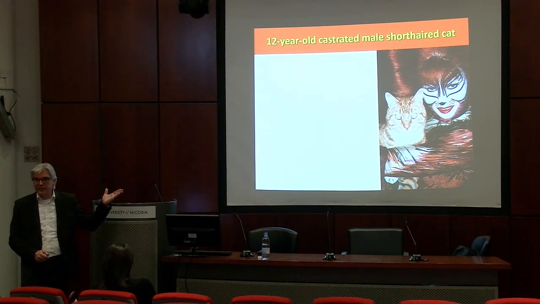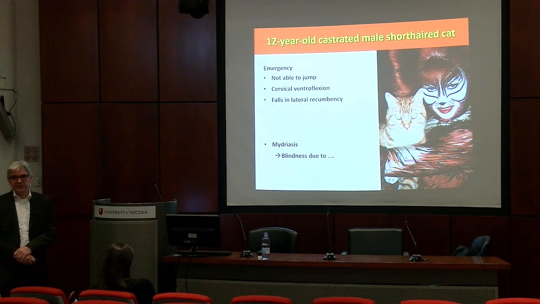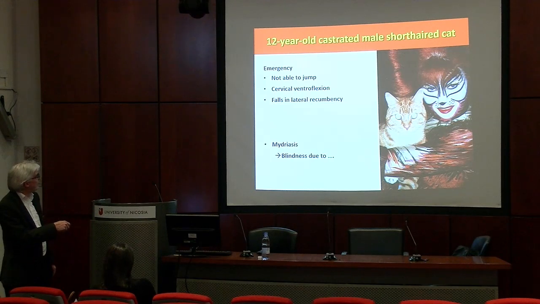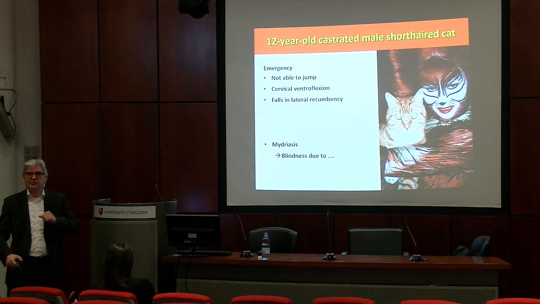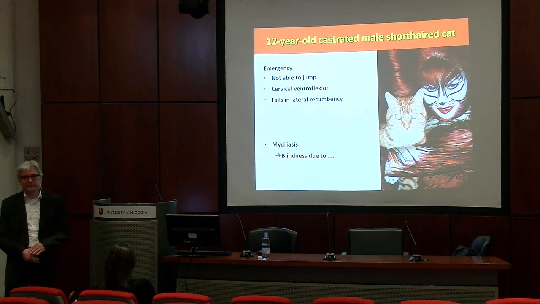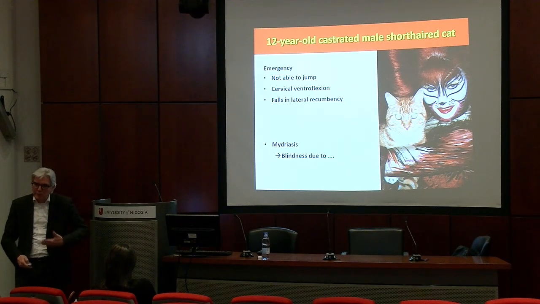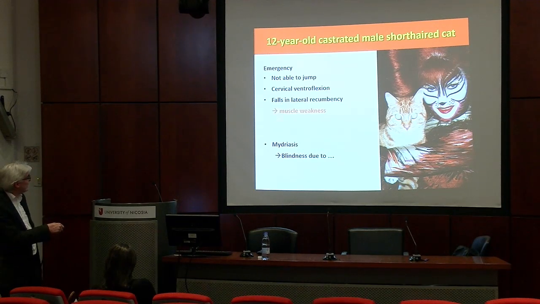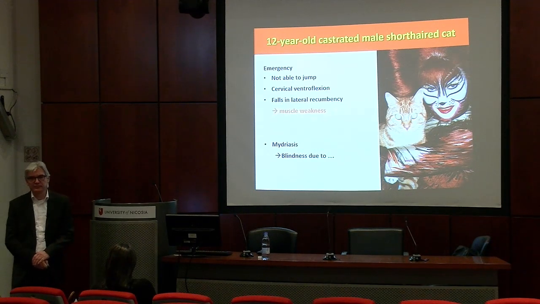This cat is actually bilaterally blind. But that was not the reason that the cat was referred to my department. The cat was referred as an emergency case because the cat was not able to jump anymore, had cervical ventriflexion, so could not raise the head properly, and when the cat was able to walk, it easily fell in lateral recumbency. Now, if you look at these problems, you can combine them, and the most logical explanation then is that we are dealing with muscle weakness.